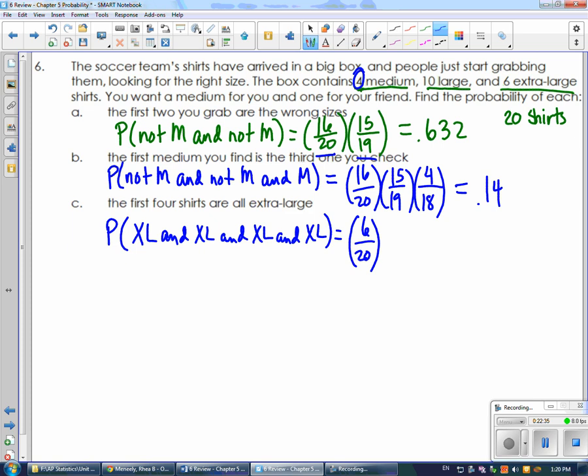I don't put them back, so that means that there are 5 extra larges left in a box now that has 19 shirts. If I draw another extra large, that means there's 4 left out of 18. And finally, 3 left out of 17 if the first 4 are all extra large. The chance of that happening would be 0.003. Okay, and that's how you would do number 6.